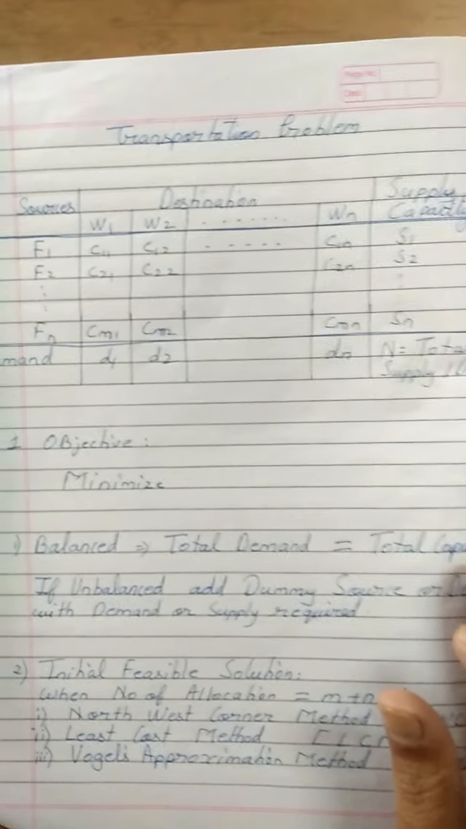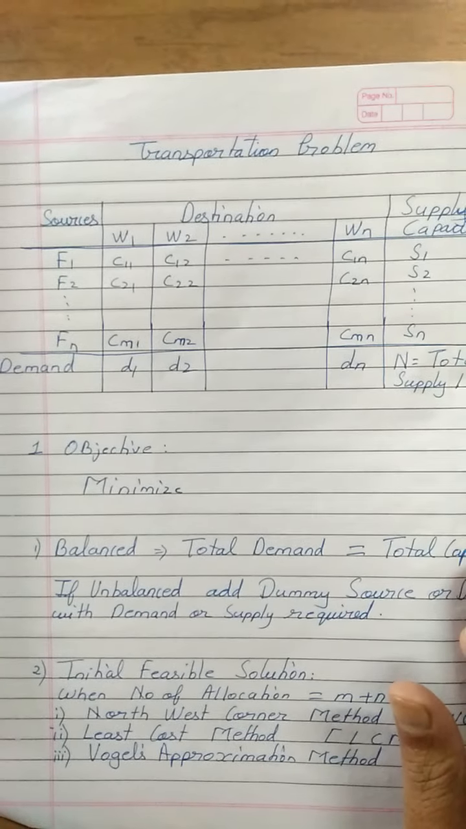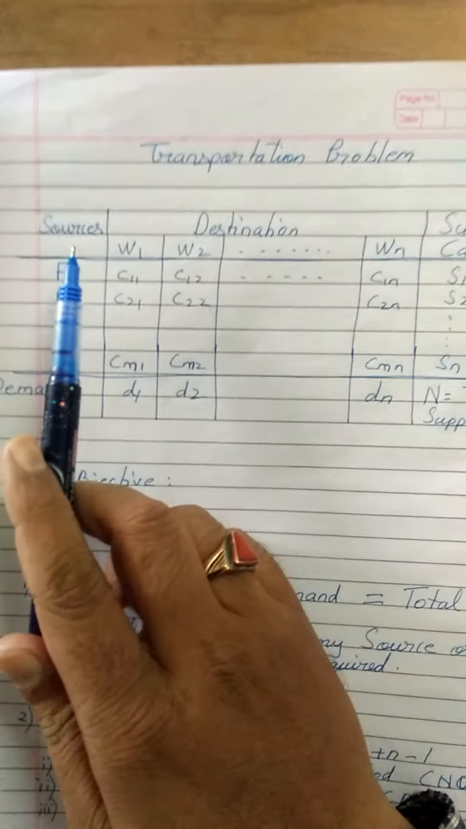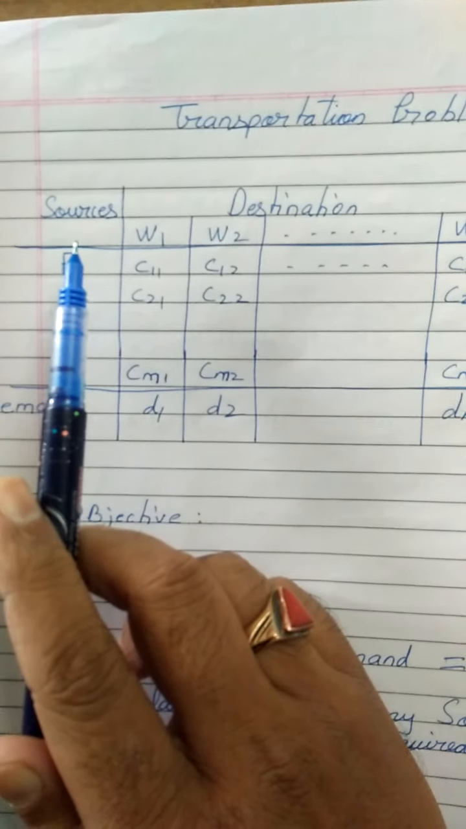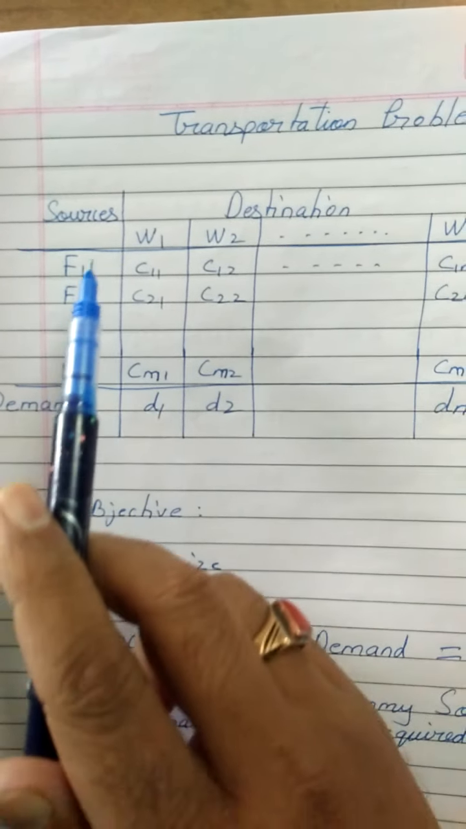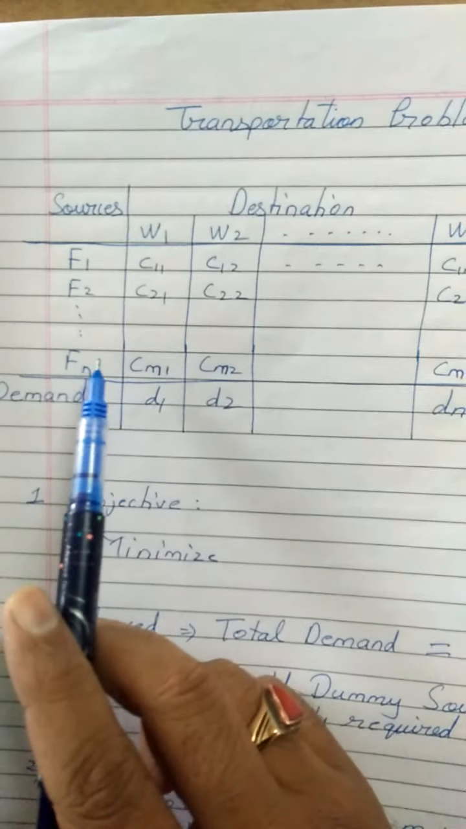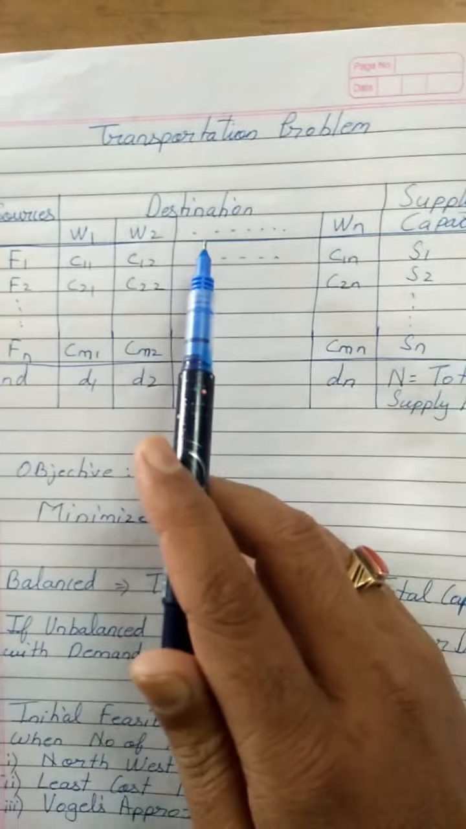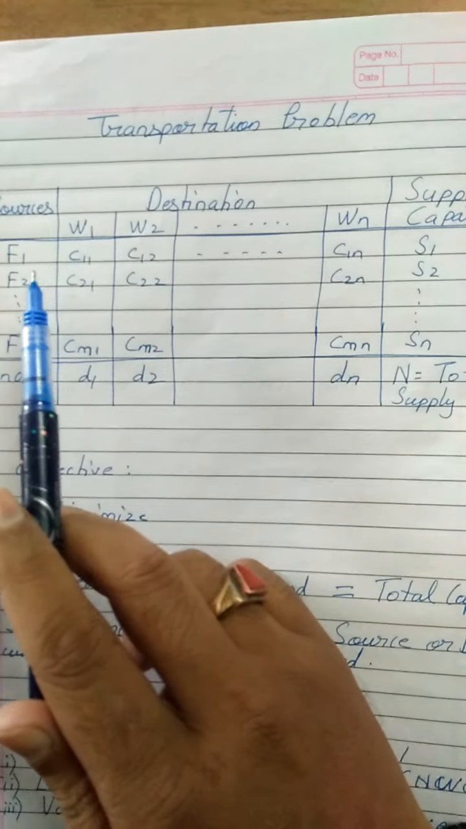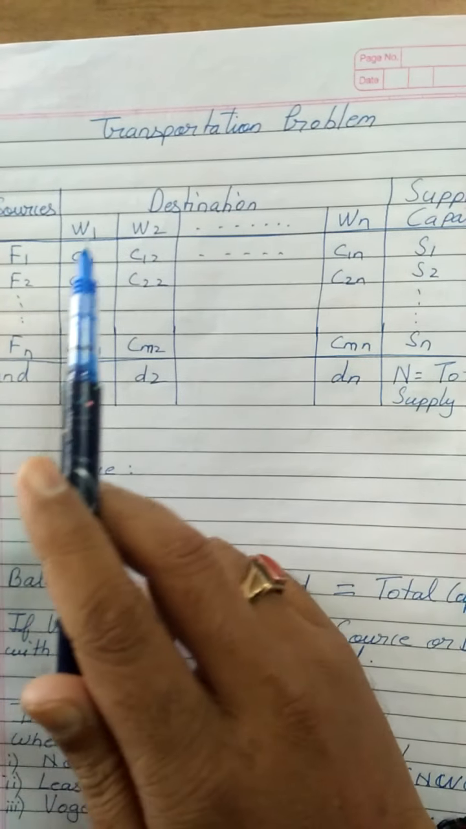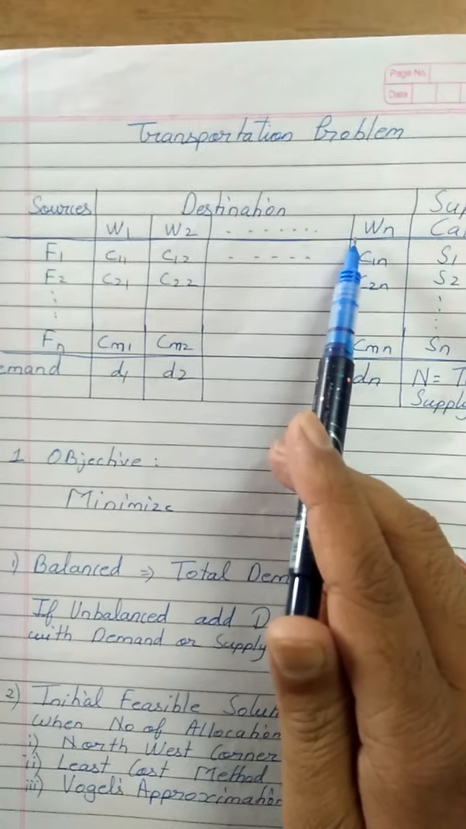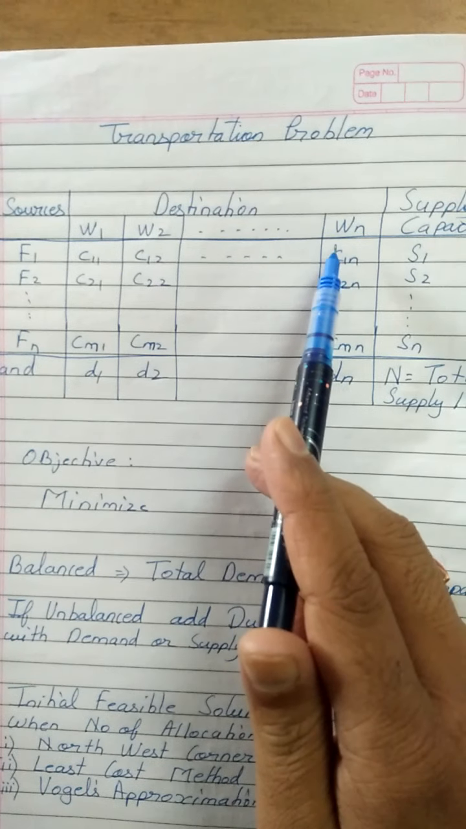Now to solve a transportation problem, a matrix is prepared. You can see over here, these are the sources, which say from where the raw material is required. For the sources F1, F2, F3, these are the destinations to which the material would be transported, from F1 to W1, from F1 to W2, and this way till Wn. We are not aware how many destinations there are.